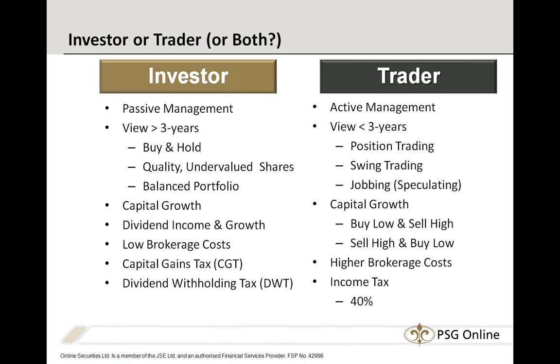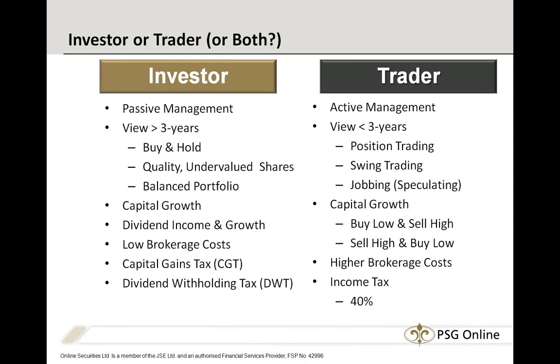The main big differences: as an investor, you're a passive investor. Your view is longer-term, 3 years plus. Your strategy is buy and hold. Your aim is to find quality undervalued stocks, and your goal from a portfolio management point of view is to build a balanced portfolio, with some financial shares, industrial shares, and some resources or mining stocks. Your goal is always capital growth, but also income from dividends, as well as growth in those dividends.